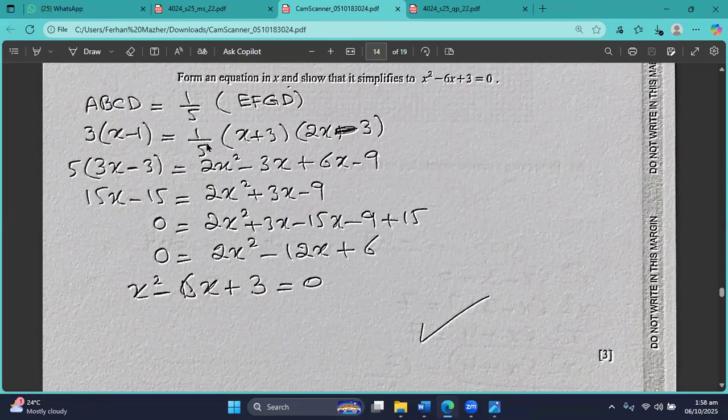So bring this 5 to this side. So you will have 5 bracket 3x minus 3 equals, so it will be 2x square minus 3x plus 6x minus 9. It will be 15x minus 15 equals 2x square plus 3x minus 9. So take this term to the other side, 2x square plus 3x minus 15x minus 9 plus 15. This will become 2x square minus 12x plus 6. So take 2 common and take it to the other side. So x square minus 6x plus 3 equals 0. This is what they have asked us to show.